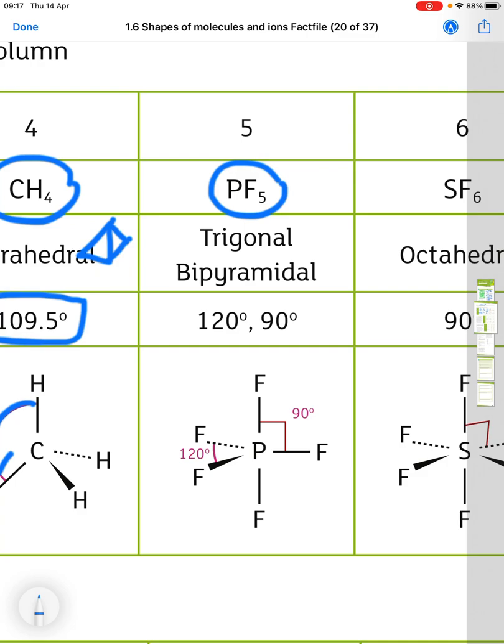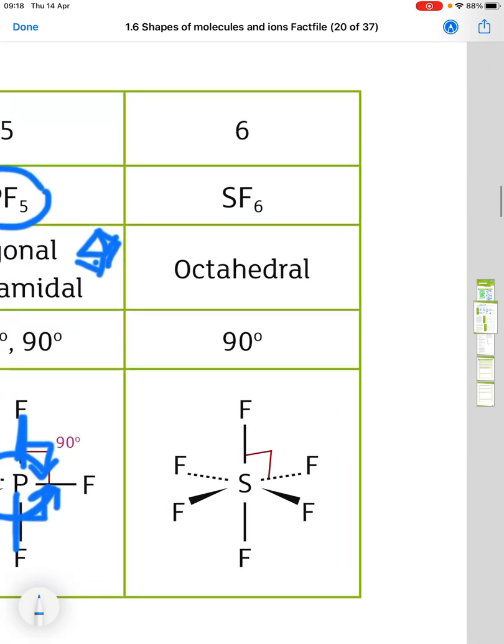For 5, PF5 is our example, and it's trigonal bipyramidal. So if you imagine a little pyramid like this with 3 faces, so you're imagining the shape blocked in around all of the atoms that are there. It's like a trigonal planar molecule with two fluorines, one above and one below. So in here, the bond angle is 120 degrees around those three fluorines, and then the bond angle is a right angle to the top and the bottom fluorine.